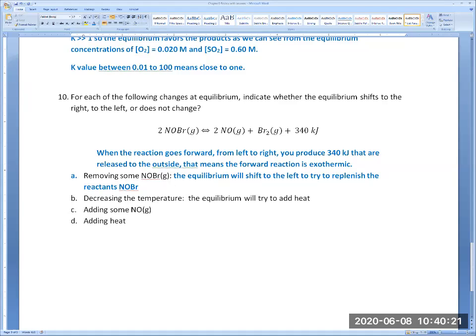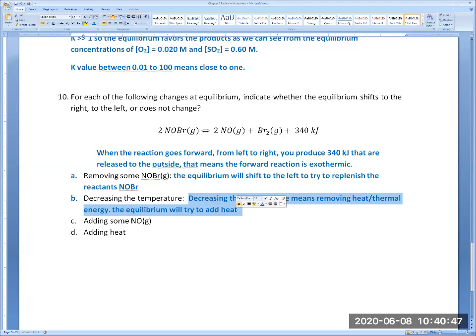And let me explain here first. So decreasing the temperature means removing heat or thermal energy. So decreasing the temperature means you are removing heat or thermal energy. Le Chatelier's principle says that when you are doing a change to an equilibrium, then the equilibrium will try to do the opposite, to counteract the change and bring back the equilibrium.